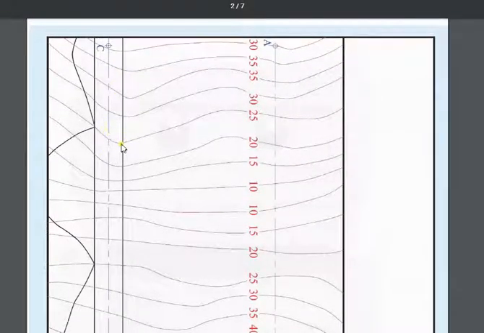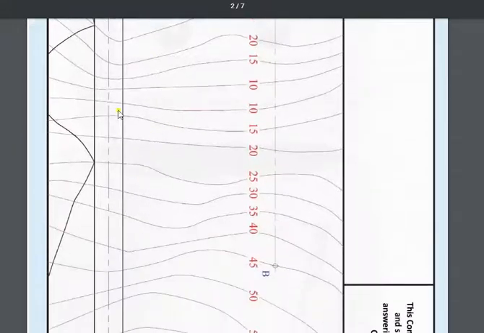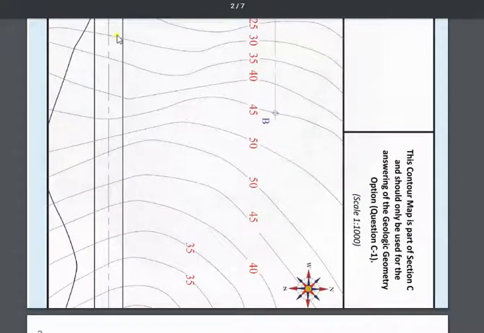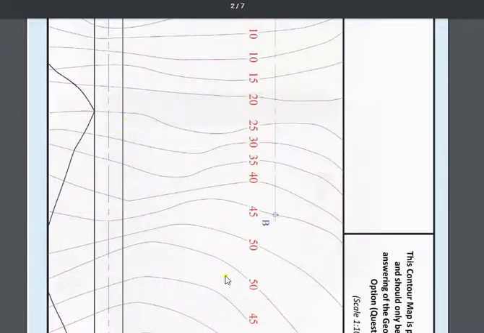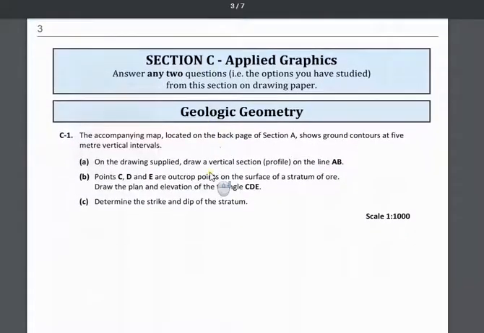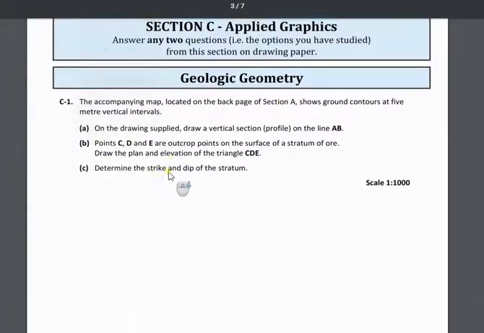So if we look here, this is a 25 point here. This here is a 25 point. So this section is going to be filled, this section is going to be cut, and this section is going to be cut. So it's a fairly straightforward question. Next question here is a similar question again.